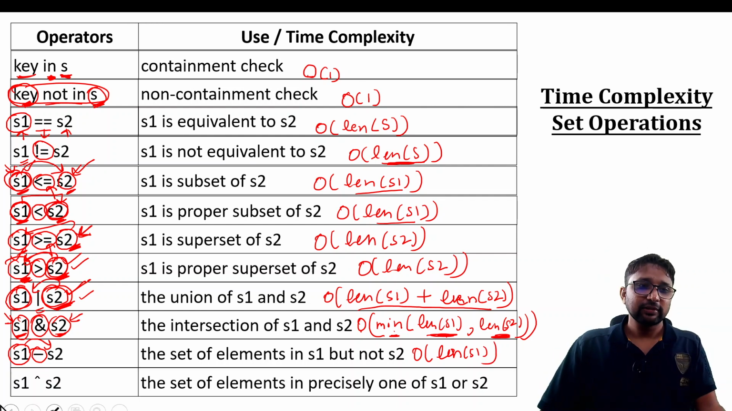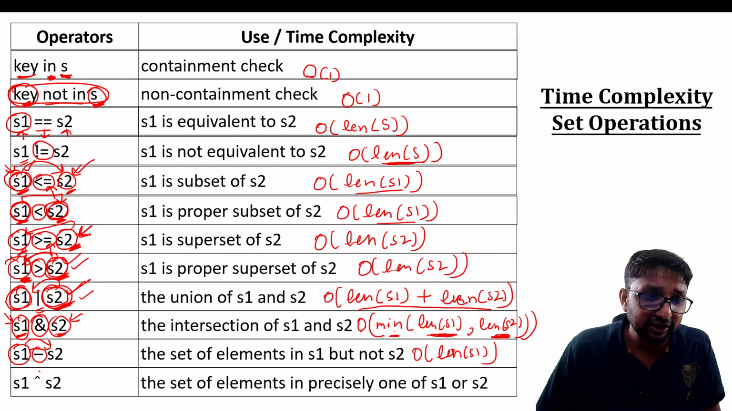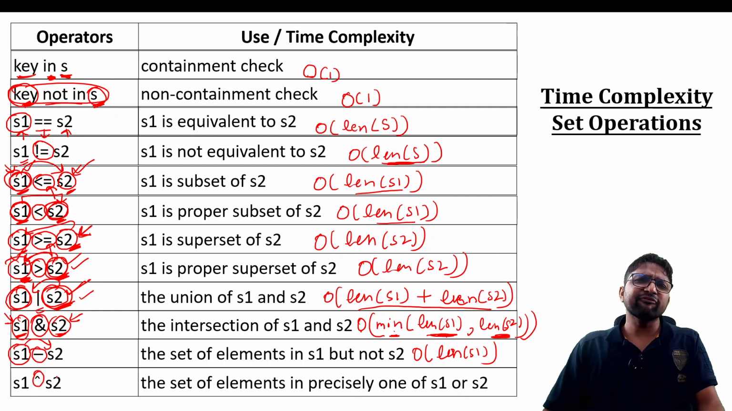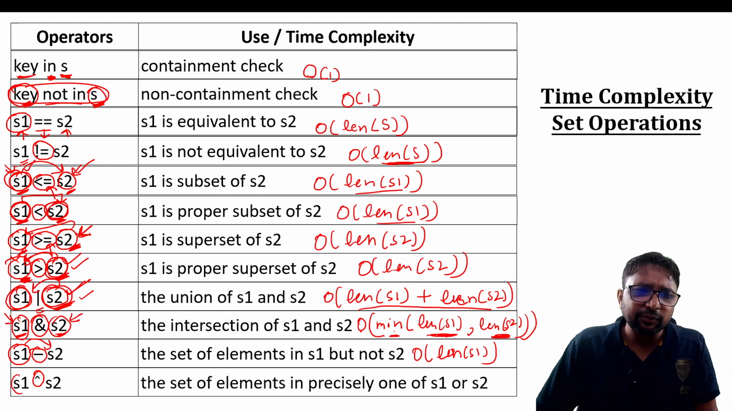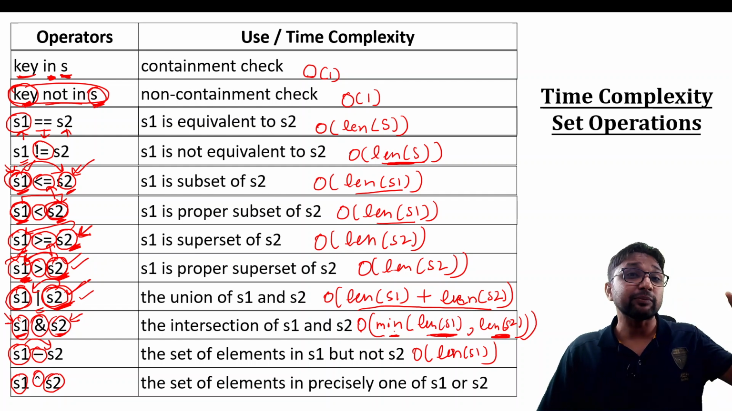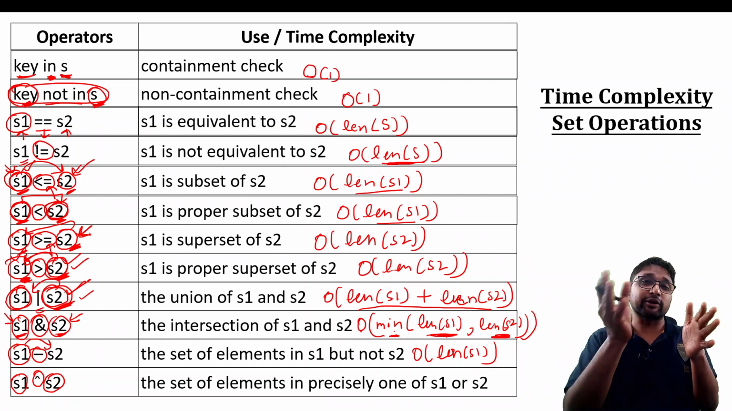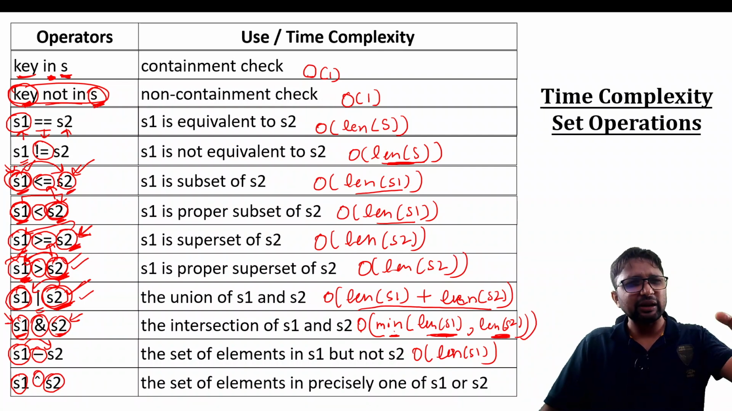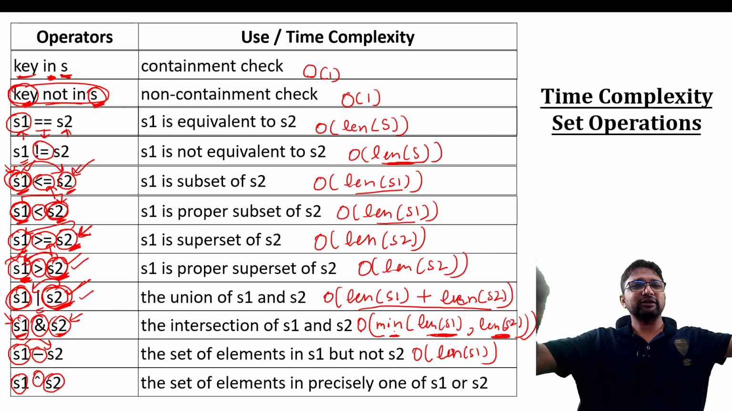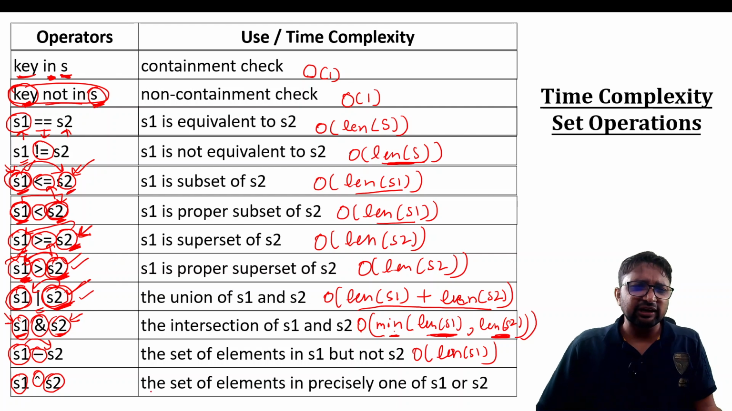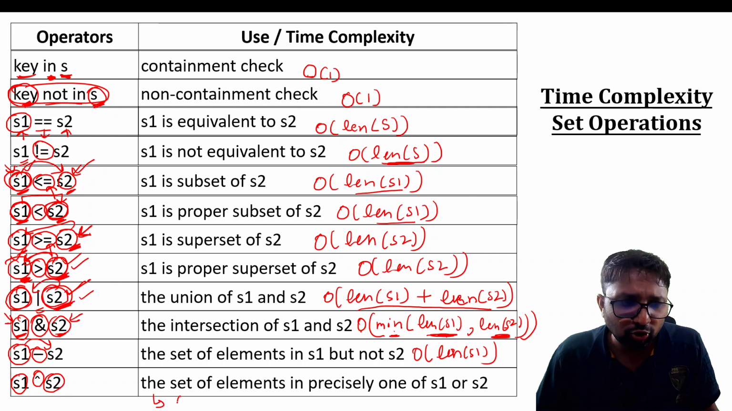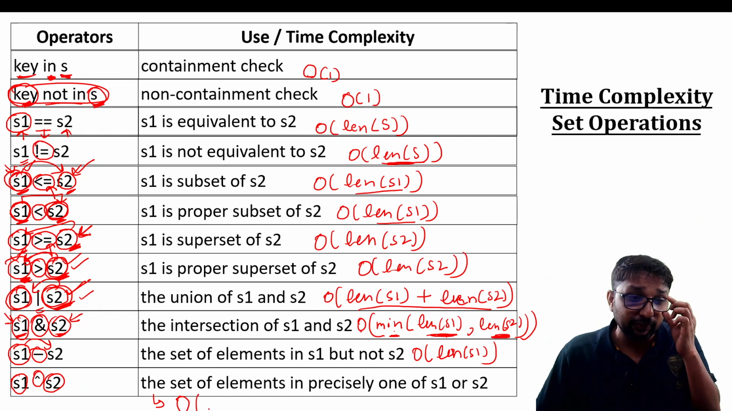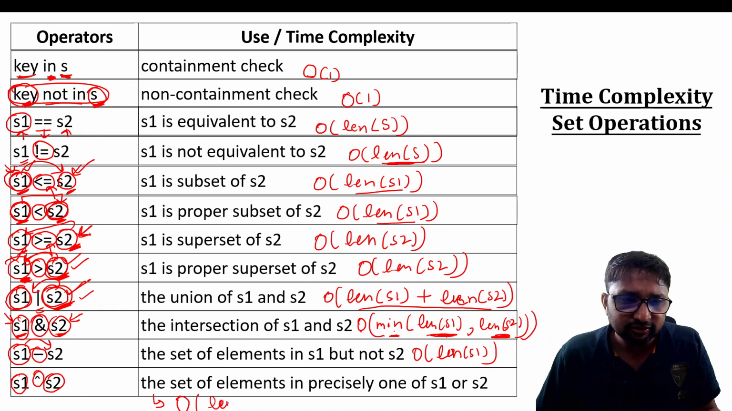Last operation, symmetric difference. What do you mean by symmetric difference? This will consider all the elements of S1 and all the elements of S2 except those elements which are common between S1 and S2. So this will discard the common elements and take all other elements. So how much time will this take? Let me write the time complexity first: order of length of S1 plus length of S2.